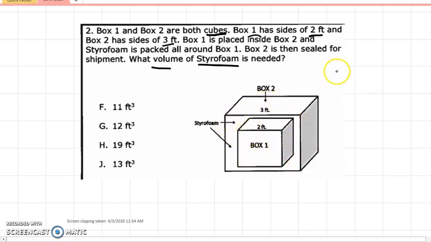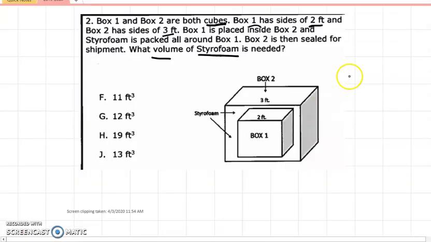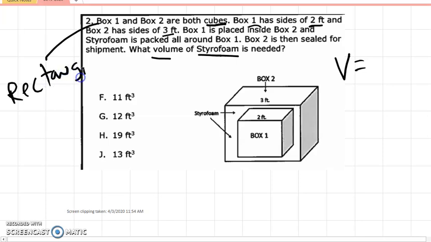And so, how do you find the volume of a box? Well, that's just a rectangle. And so then the volume for a rectangular prism, because that's what a box is. So this word box is just a rectangular prism.